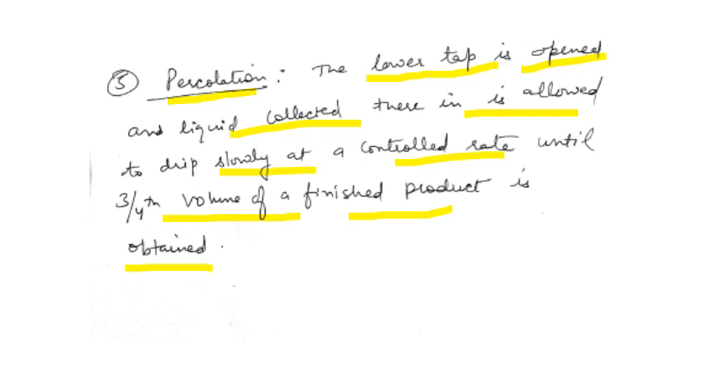And this is how the percolation method of extraction completes. So it involves all the steps. The first is the size reduction of the sample, then imbibition, then packing, then maceration, and finally the percolation.